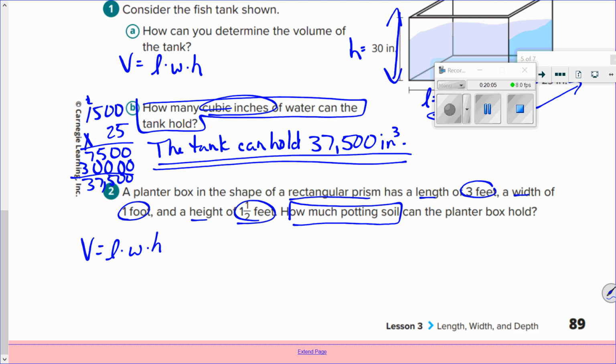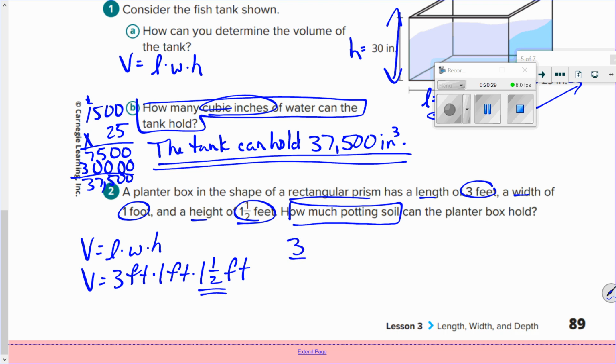Okay, now I know my length, width, and height. My length is 3 feet. My width is 1 foot. And my height is 1.5 feet. So as soon as I see a mixed number, I know immediately I'm going to need to slam dunk. I've got to make it an improper fraction. Is everybody okay with that? Yeah. So now I'm going to rewrite it just using the numbers.